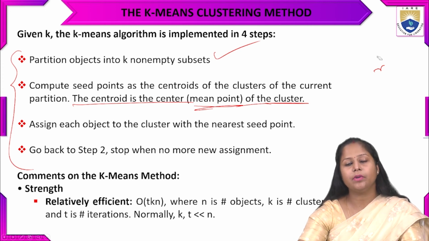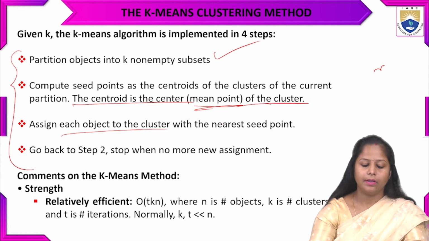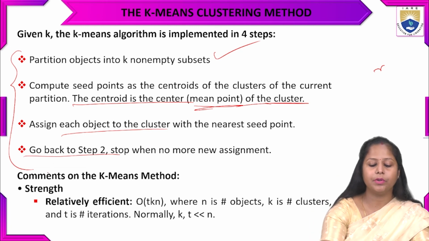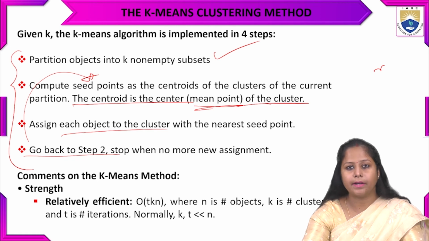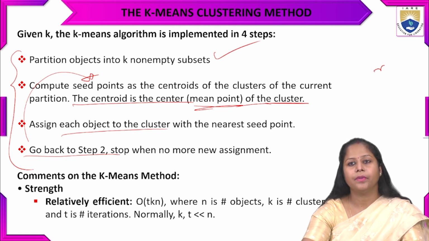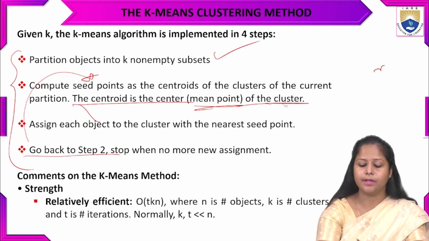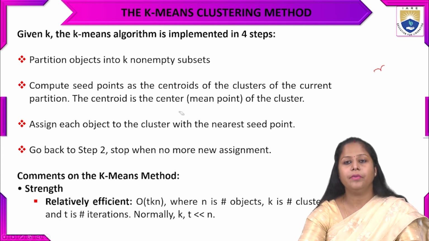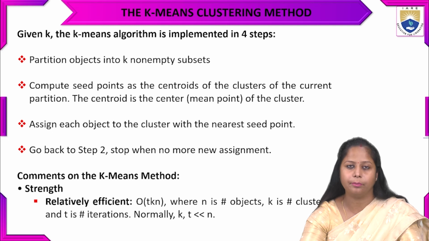Then we assign each object to the cluster with the nearest seed point. Then we go back to the second step, computing seed points as the centroids of the clusters of the current partition, and again assigning each object to the cluster with the nearest seed point, and stop when no more new assignments occur. So that was the implementation of the k-means algorithm.